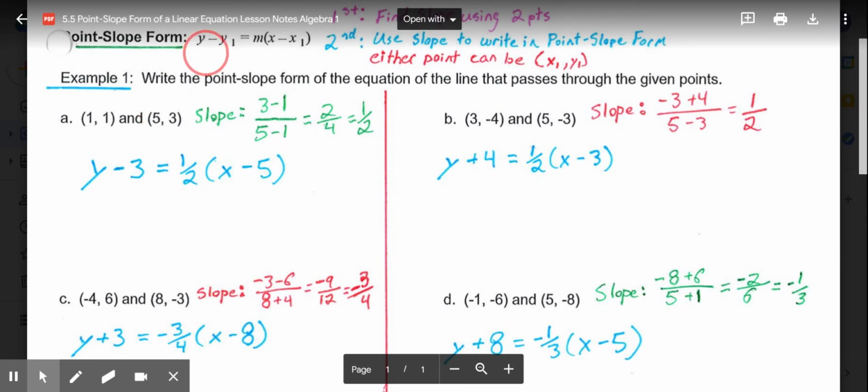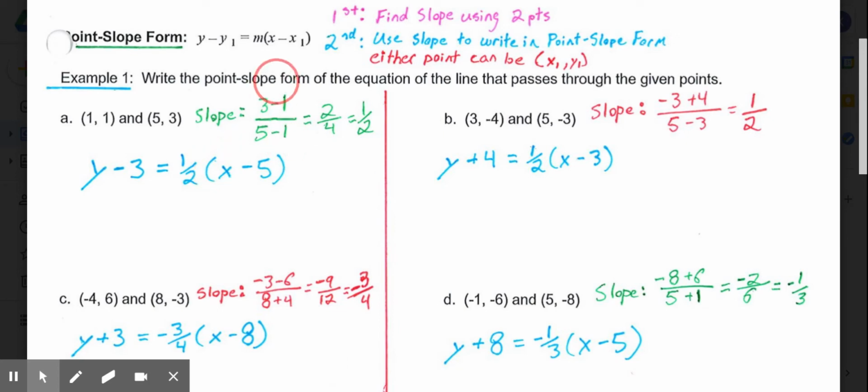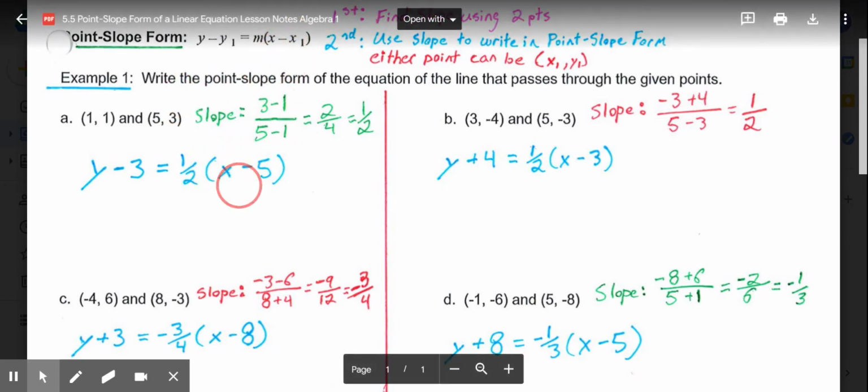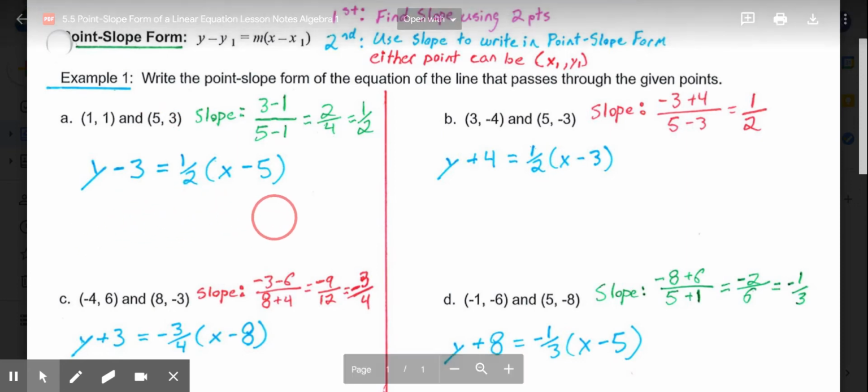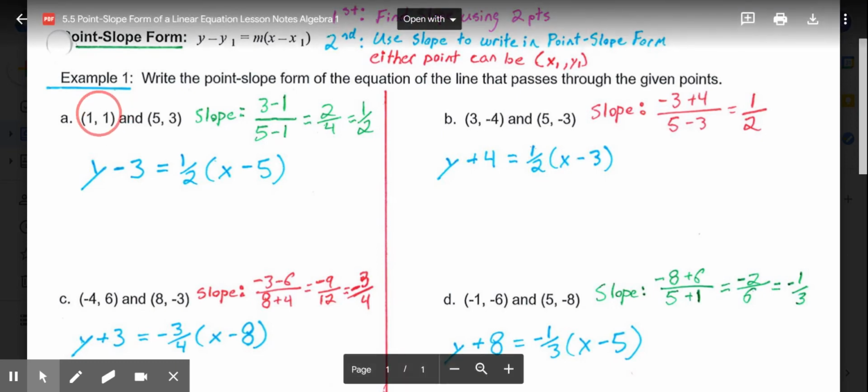So in this case, y minus y1, the 3 goes in for y1. So it'd be y minus 3 equals m, our slope, 1/2. Then in parentheses, x minus x1. So x minus 5, because the 5 here goes in for x1. If you wrote this equation as y minus 1 equals 1/2 times x minus 1, that's fine too. You just use this point. So your final equation will involve one of your points, 5, 3, and the slope 1/2. So let's look at B.